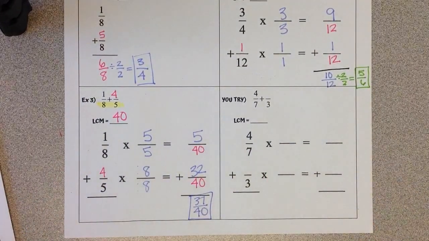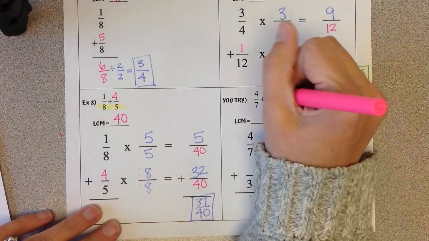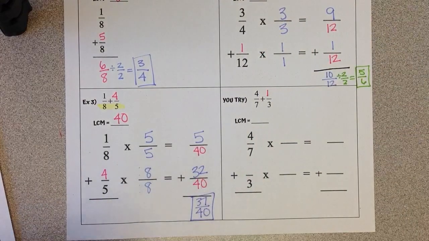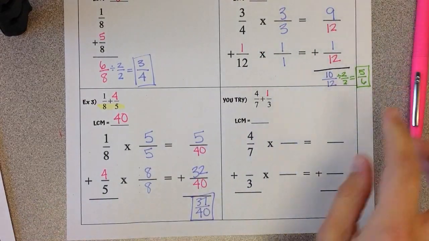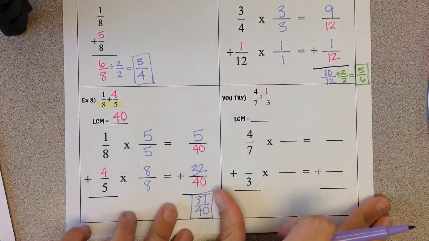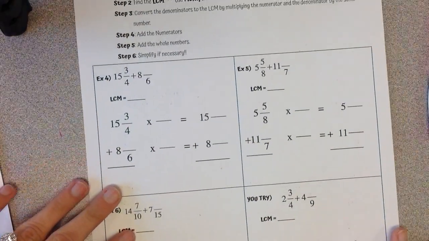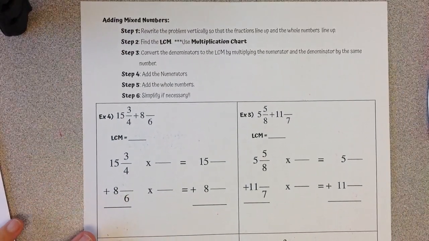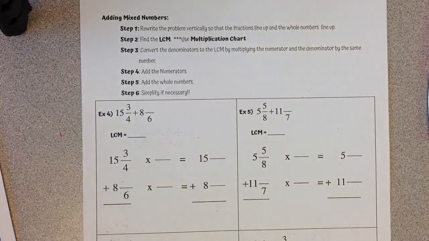Okay, this one is a you try. 4/7 plus 1/3. You can pause the video right now and finish that you try or come back to it at the end. I'm going to flip over to the back where we're not looking at just fractions, we are looking at adding mixed numbers.